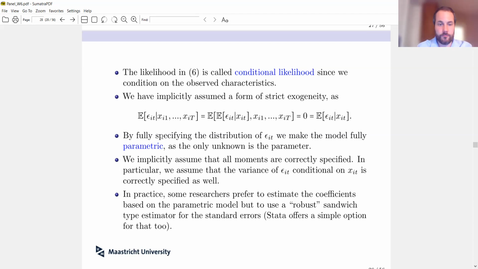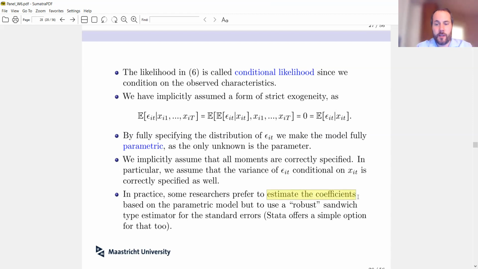Okay, so the next sentence simply says that if we know the distribution of epsilon_it, we implicitly assume that not only the mean is correctly specified, but also the variance, the kurtosis, everything is correctly specified. That's of course a very strong assumption.